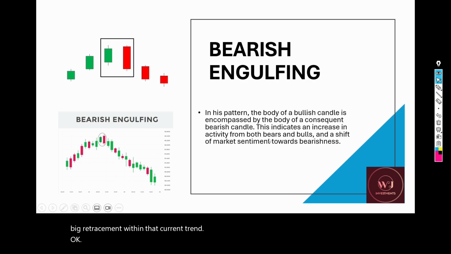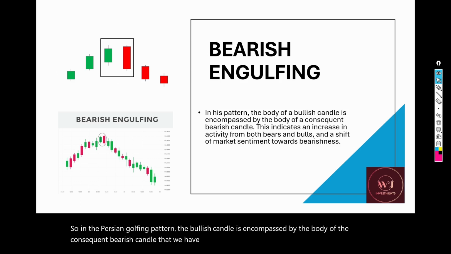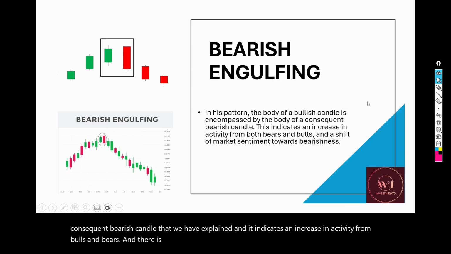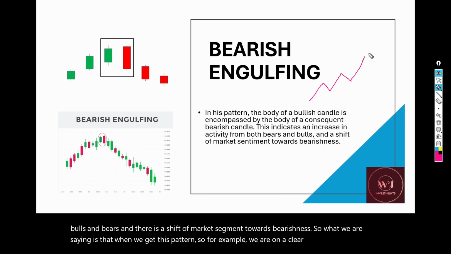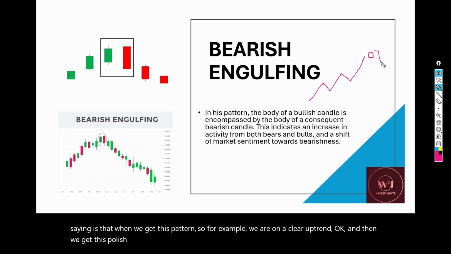So in the bearish engulfing pattern, the bullish candle is encompassed by the body of the consequent bearish candle that we have explained, and it indicates an increase in activity from bulls and bears, and there is a shift of market sentiment towards bearishness. So what we are saying is that when we get this pattern, so for example, we are on a clear uptrend, okay, and then we get this bullish candle, but the following bearish candle covers its entire body, and this is what we call the bearish engulfing pattern.